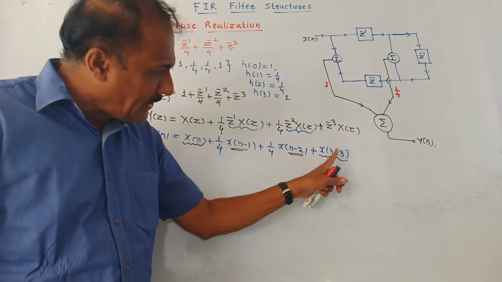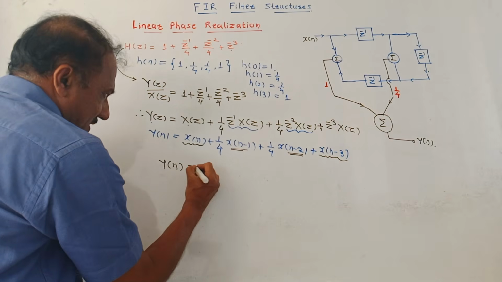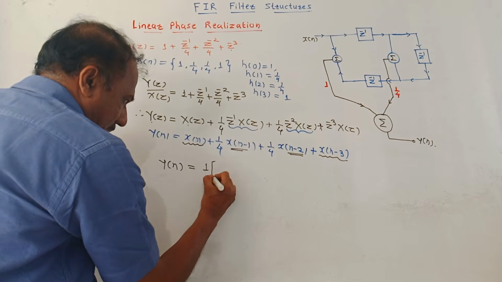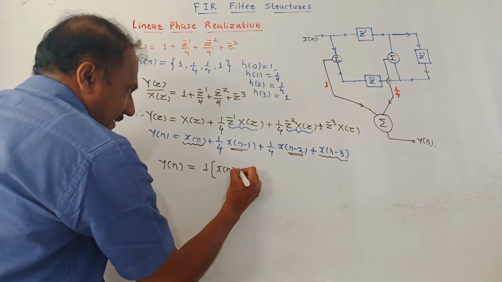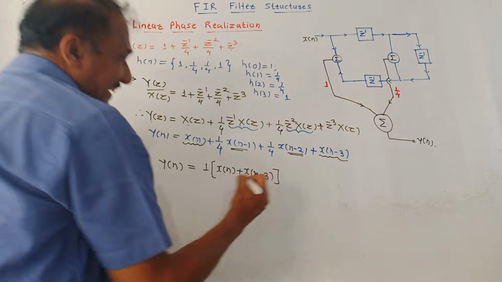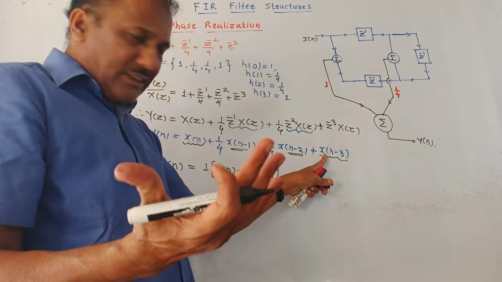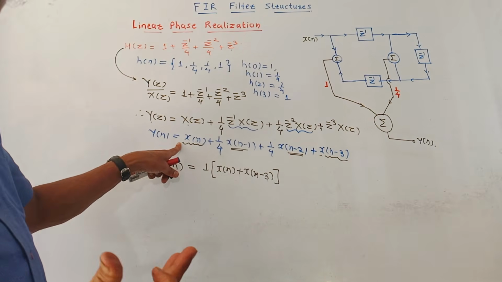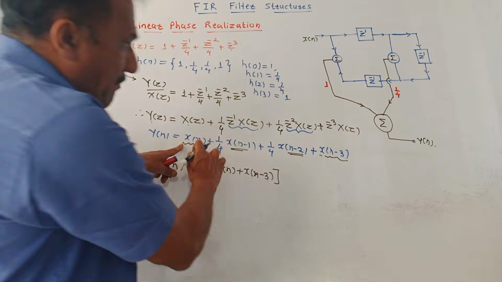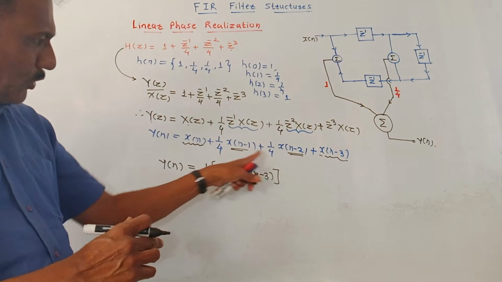That means it is same as 1 into x of n minus 3. So I can write the simplified equation as 1 in the bracket x of n plus x of n minus 3. What I did, this coefficient is 1 as if it is because it is not given. Similarly, this coefficient is also 1. I have taken one common and combined these two terms. Same way, this coefficient 1 by 4 is common for these two terms.